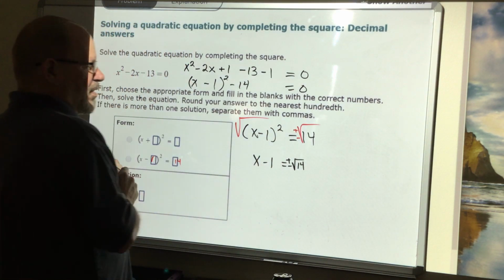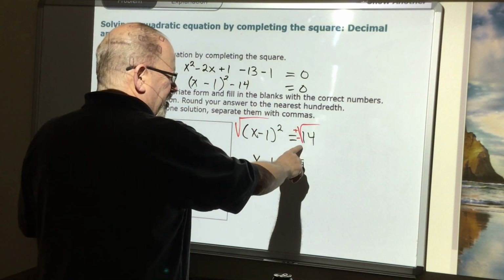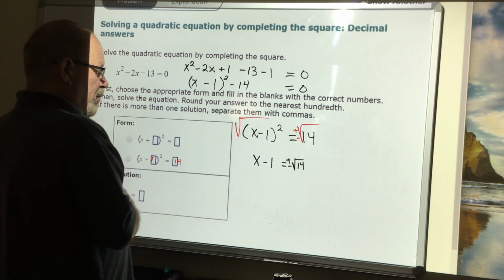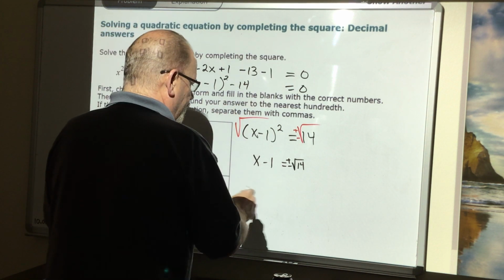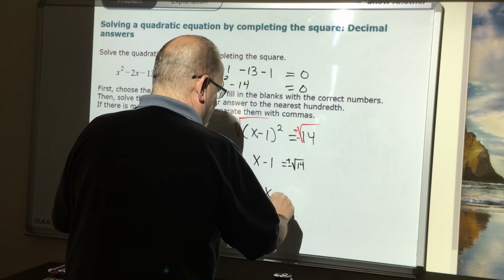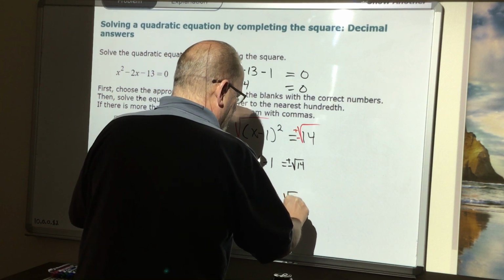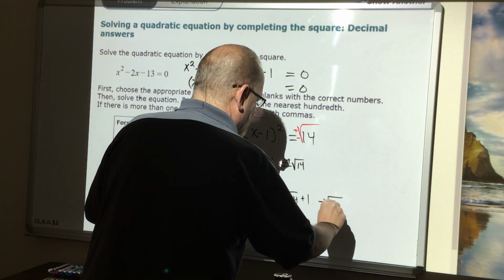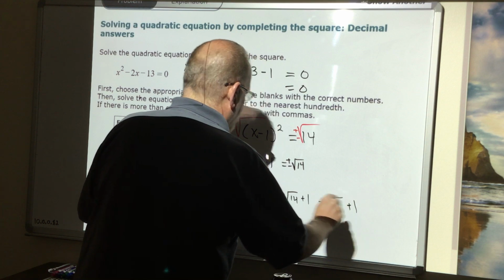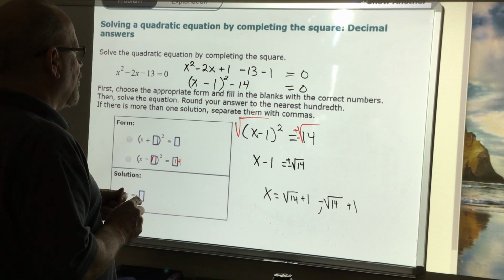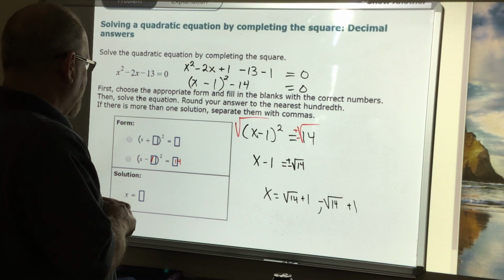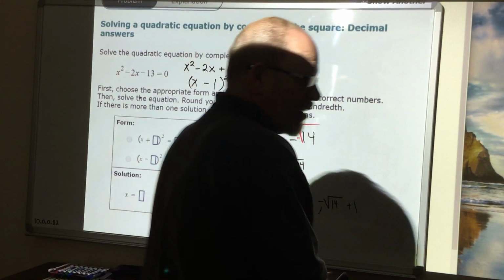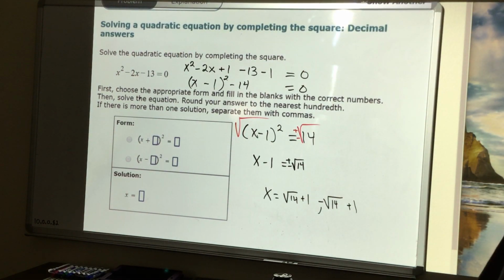We've got to pay attention to that. The positive or the negative number here is going to equal 14 when you square it. And then we're going to add 1 to both sides. So x equals positive square root of 14 plus 1, and x equals negative square root of 14 plus 1. Now this says to round our answer to the nearest hundredth, and if there is more than one solution, to put it in there. This, by the way, is the last problem type.